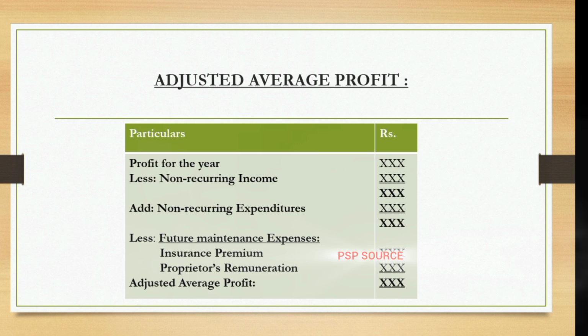Here we are deducting non-recurring income from the profit. Why? Because it is not a part of the business. We deduct non-recurring income from the profit because it is not profit from regular business operations. In the same sense, we add non-recurring expenses to the profit because they are not regular expenses. In order to get the true earnings of the business, we have to add non-recurring expenses and deduct non-recurring income. So let's move on to the problem.